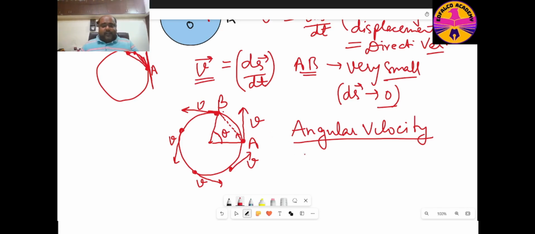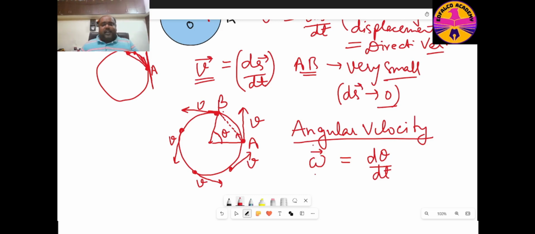In that sense, if we try to define the angular velocity, represented by omega, we can say omega is equal to d theta by dt. So when it was displacement, we called the rate of change of displacement velocity. The rate of change of angle is called angular velocity. And again, angular velocity is also a vector quantity.